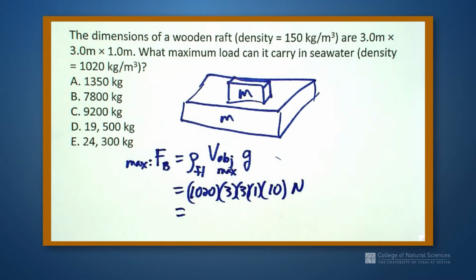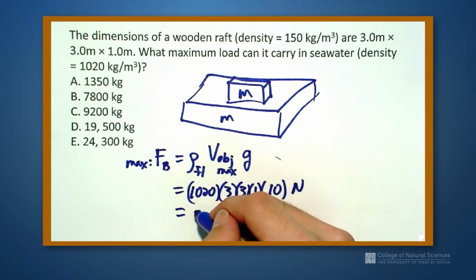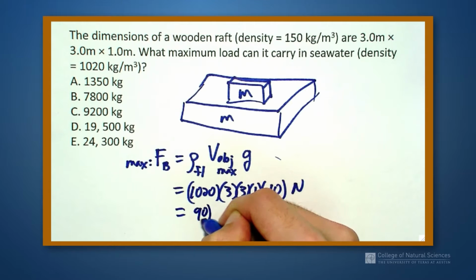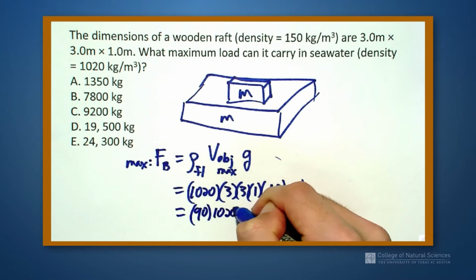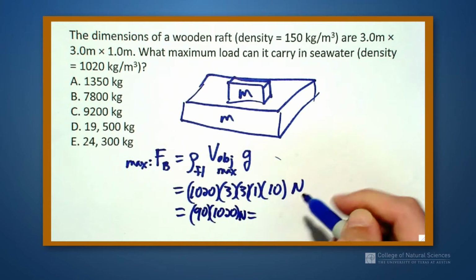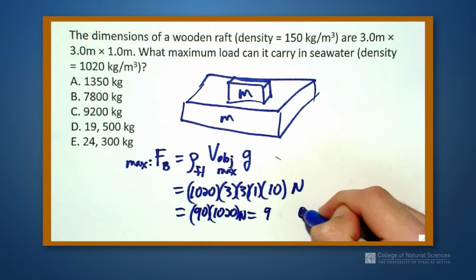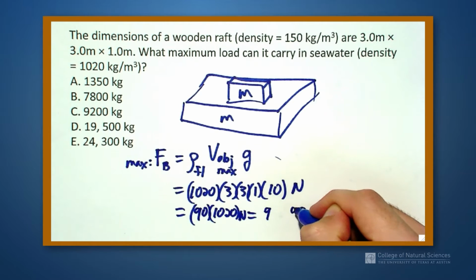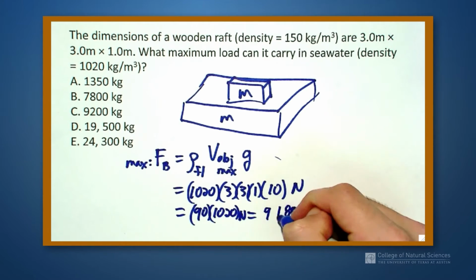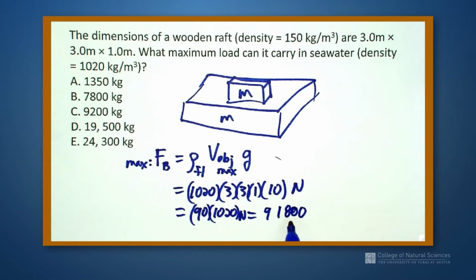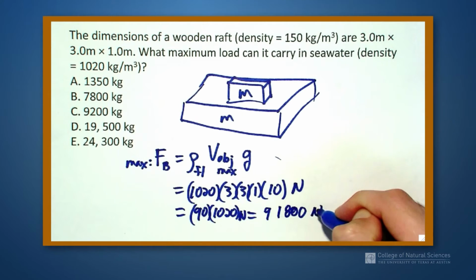So that means that the maximum upward buoyancy force that I get is 3 times 3, so this is 9, times 1020, times 10, which is the same as 90 times 1020. Let's see, yes, 91,800 newtons.